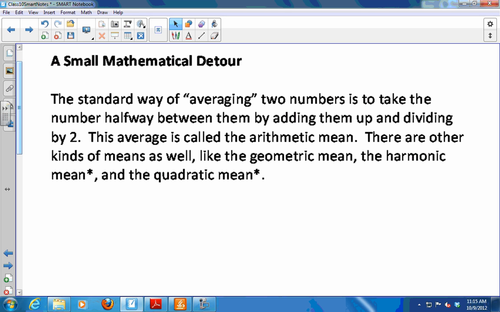Okay, so the standard way of averaging 2 numbers is to take the number halfway between them. The way you find that number is you add your 2 numbers up and divide by 2, right? Standard average. That average is called the arithmetic mean, but there are other means as well. There's a geometric mean, a harmonic mean, and a quadratic mean, plus several other kinds of means. So the arithmetic mean is just one way of taking a number between 2 numbers.